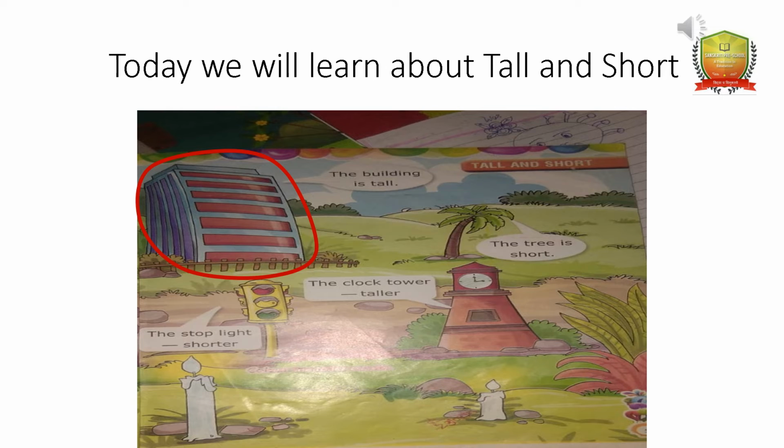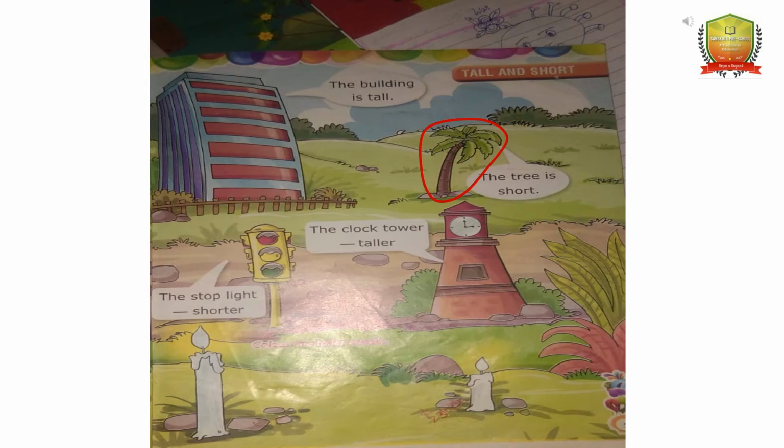In this picture you can see a building which is tall. In the same picture you can see a tree which is short. So the building is taller than the tree and the tree is shorter than the building.